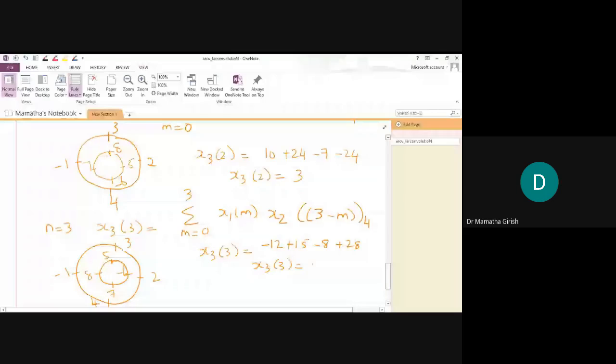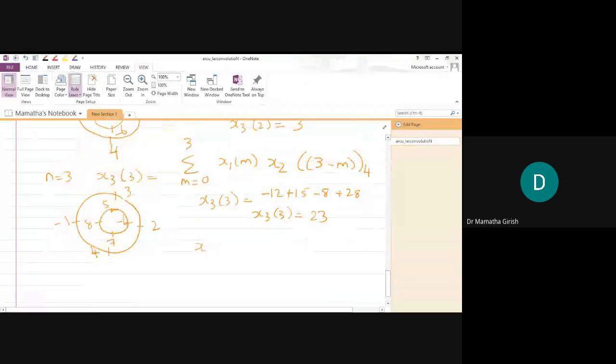So therefore, the resulting values: x3 of n was what? The circular convolution of x1 of n with x2 of n, and the resulting samples are, what was x3 of 0 quickly? 23. Read out the value because I can't hear.